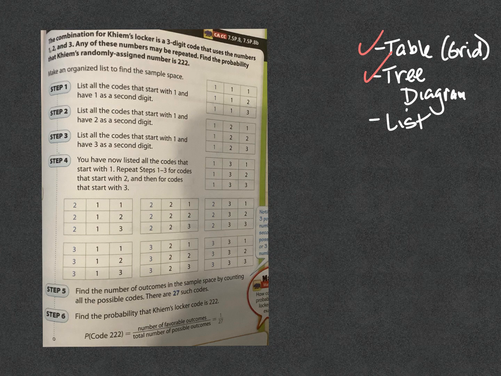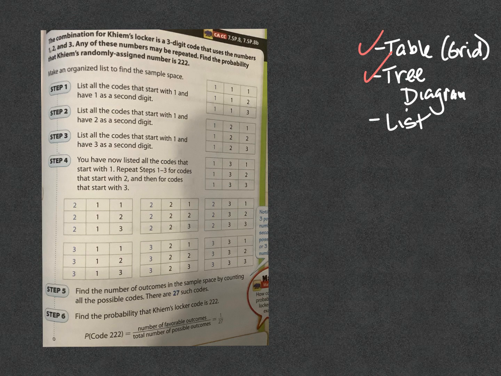So we're going to make an organized list to find all of the sample space, all of the possibilities. And you just have to be real organized about it. That's all this really is, just listing out and organizing all potential possibilities. So for the first step, we'll list all the codes that start with a 1 and have a 1 as a second digit. So that's this box right here. You have a first number 1 and the second number 1. So 1, 1, 1, 2, 3. So there's that possibility. That's 3 possibilities. This is the combo, this is the combo, or that is the combo.